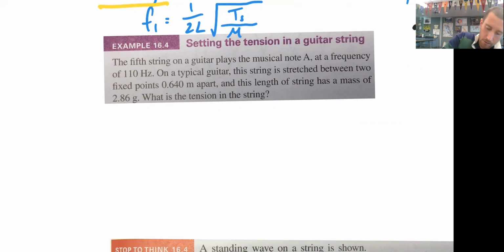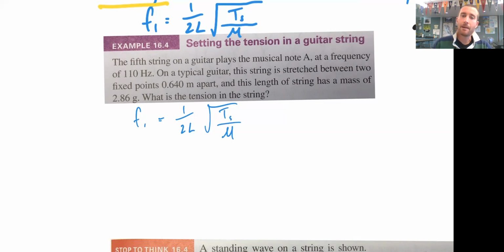I know I can use the equation f1 equals 1 over 2L times the square root of the tension in the string over the linear density. I'm solving for the tension in the string. I have the length, 0.64 meters. I have the fundamental frequency, 110 hertz. Now I have to figure out the linear density. I remember that the linear density is equal to the mass divided by the length of the string.